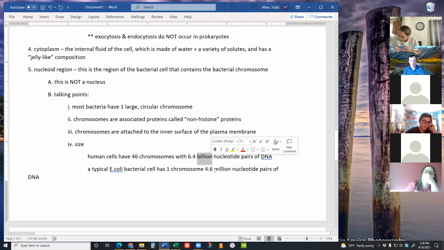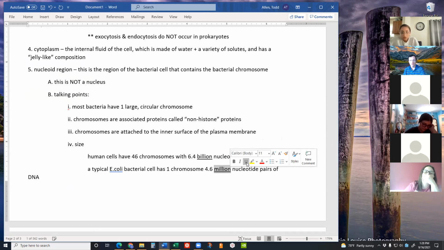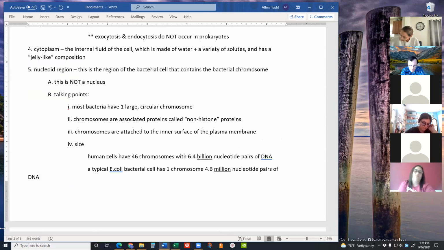So the point I'm trying to make is, if you look at the scale of things, right? 6.4 billion for humans, 4.6 million for bacteria. So yes, you might say that bacteria are simpler organisms. I don't think we're ever going to find an E. coli cell that's writing an English novel.